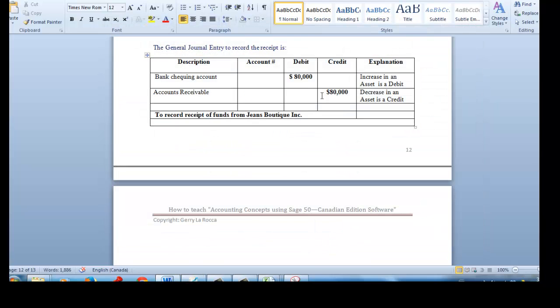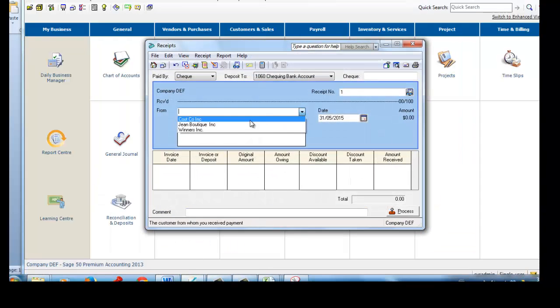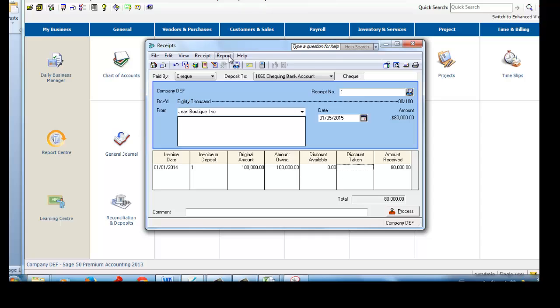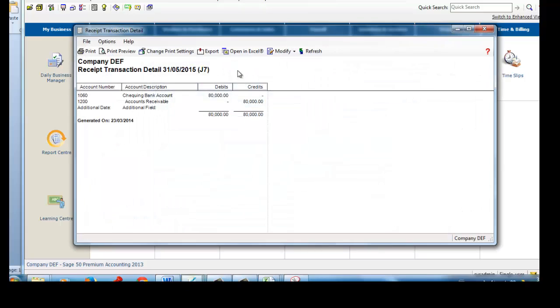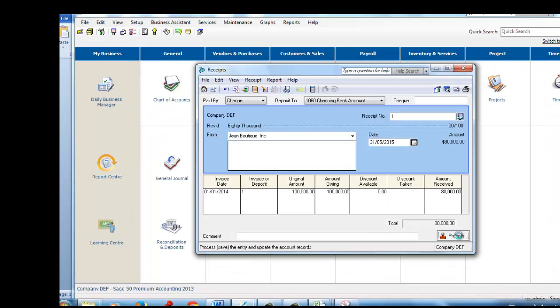At the same time, we received $80,000 from Jeans Boutique. The entry, if you wish to see what it is, simply debit the checking account $80,000 and credit the accounts receivable. You can only post transactions using the receipt module. So we process this transaction.